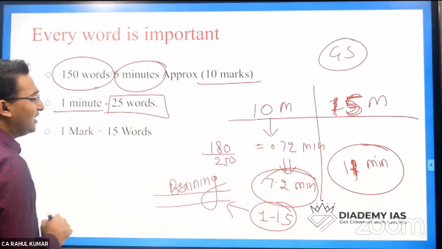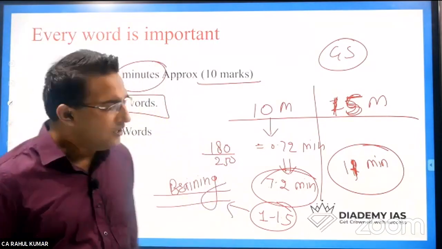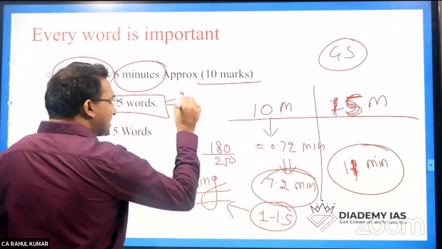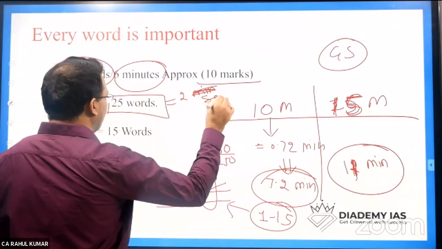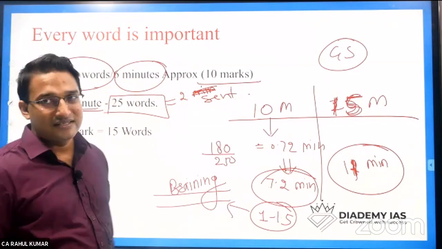And if we see the number of sentences that can be made from these 25 words, we can make a maximum of 2 sentences. This means in 1 minute we have to write 2 sentences, right?